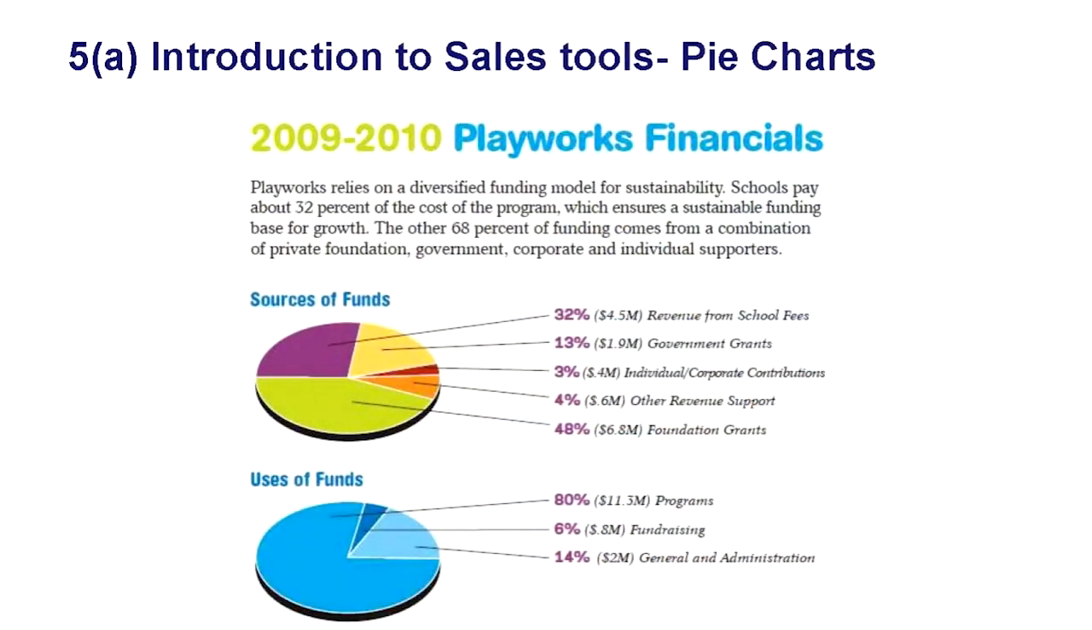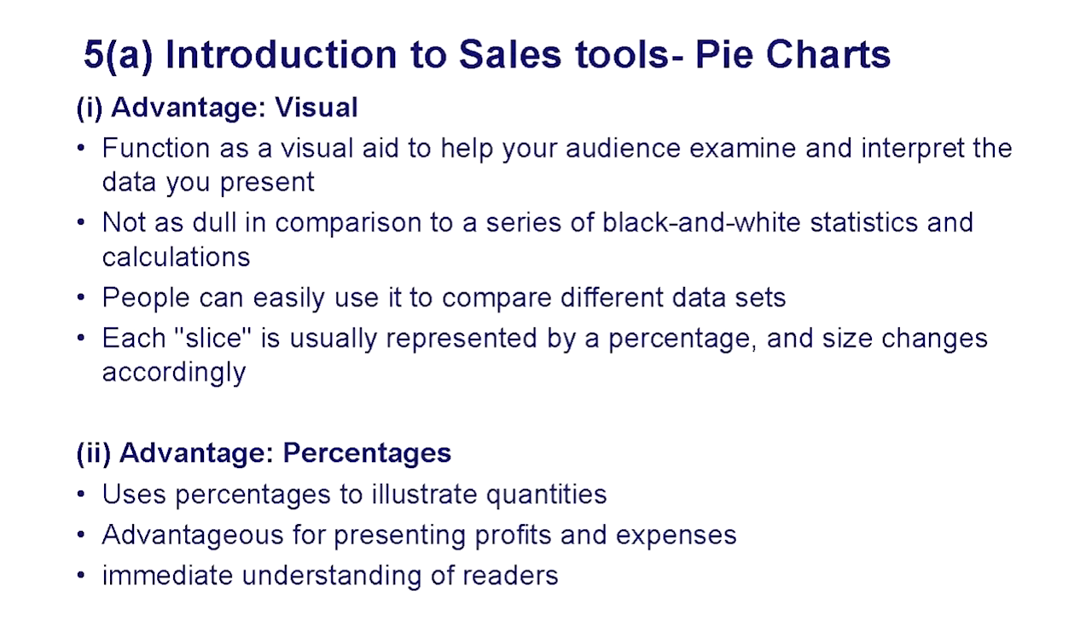So lastly, this is Playworks Finances. Playworks. So this is a pie chart. When you look at a pie chart, very straightforward, very attractive as well. You can put in color, there's color coordination, percentage, and even numbers, okay? So it's visual, it's not as dull. You can compare different data sets.